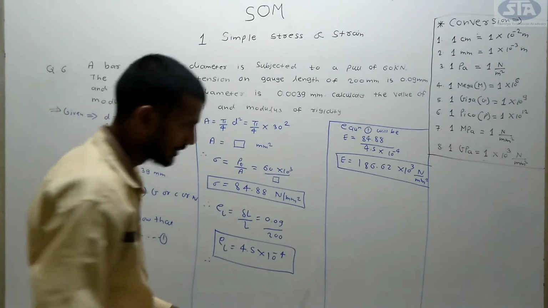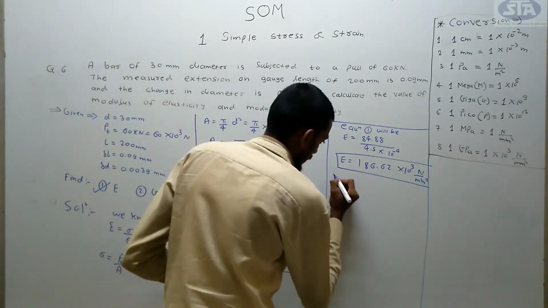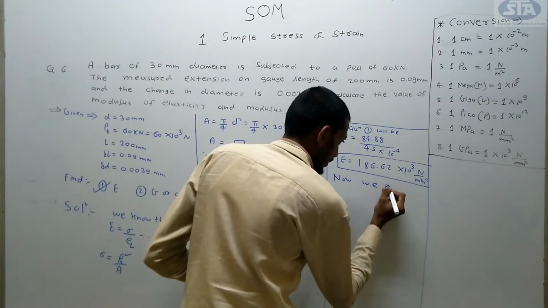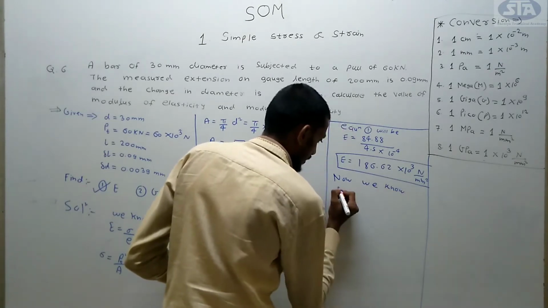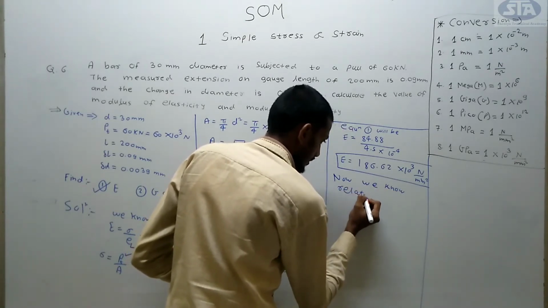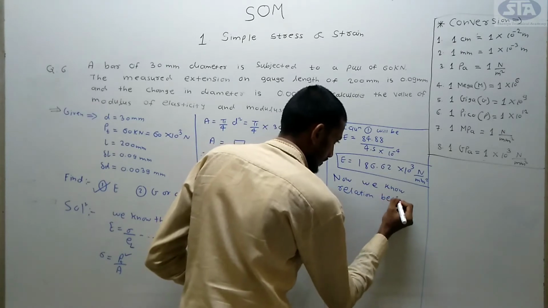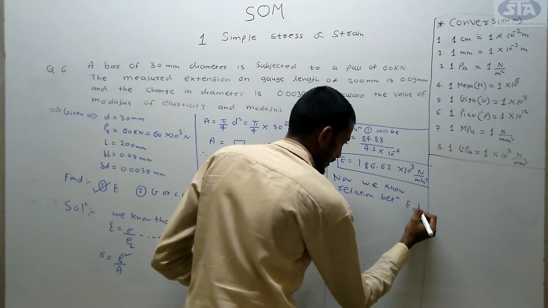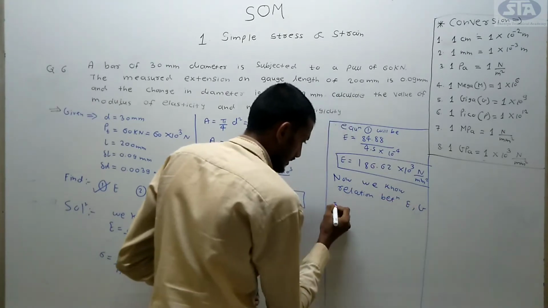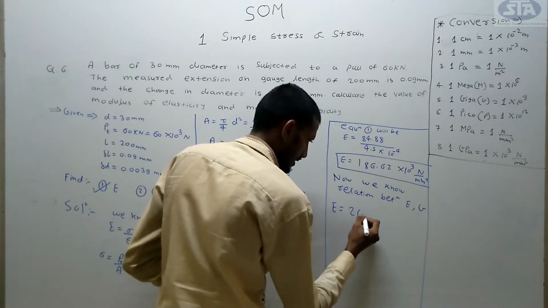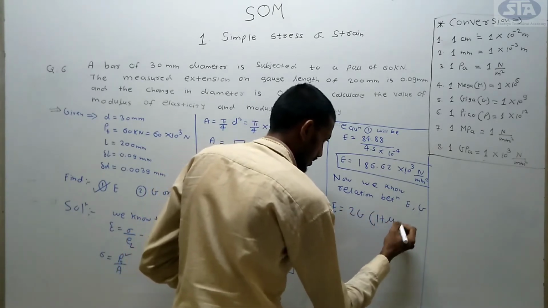After that we have to find out capital G. We know the relation between E and G, that is E is equal to 2G into 1 plus mu.